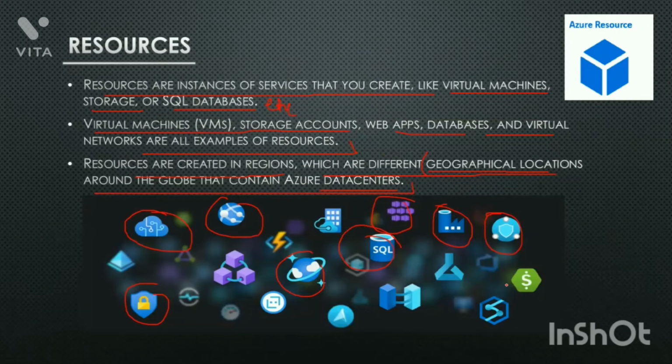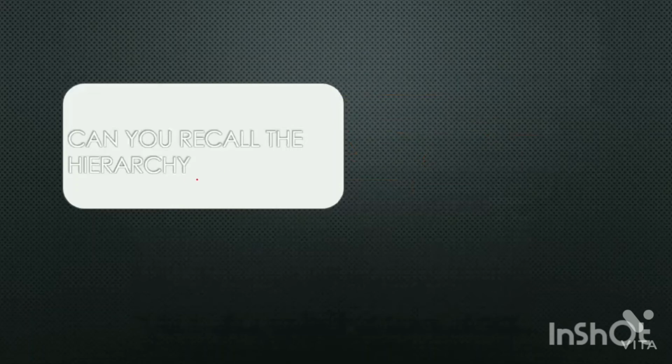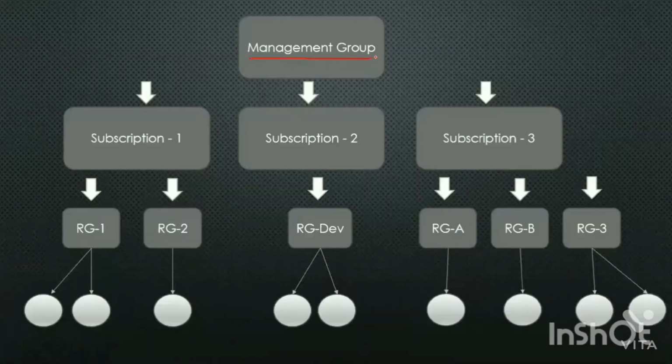Now coming to the next slide, which is recall the hierarchy that we have seen in slide number 3. If you can recall, then this is good. If you can't recall, then we can go once to that slide. So this is the management group. As already discussed, this management group is used to manage all your subscriptions efficiently. So this is subscription 1, subscription 2, and subscription 3.